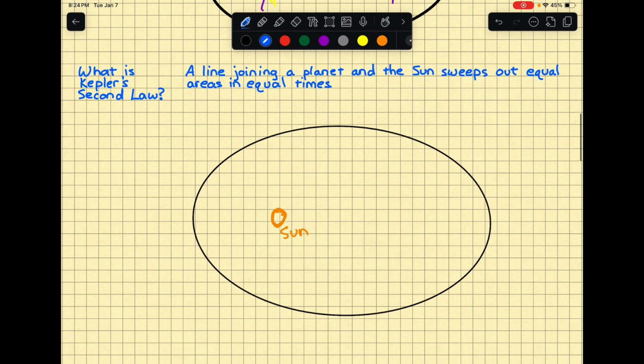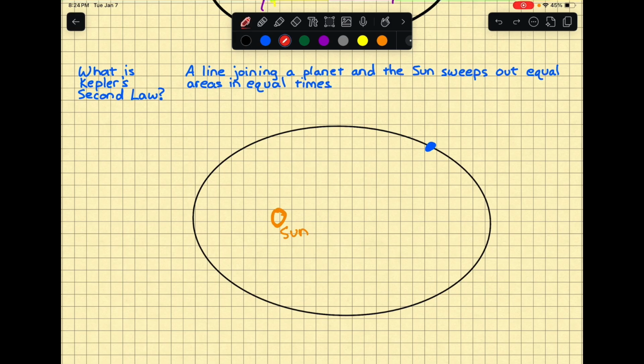Kepler's second law says a line joining a planet and the sun sweeps out equal areas in equal times. That one sounds a little weird. Here's what it means graphically. Let's imagine a planet that's moving along this orbit. Here's our sun, and it's moving along this elliptical orbit. Again, this elliptical orbit is much more pronounced than the real orbit, but this is for demonstration purposes.